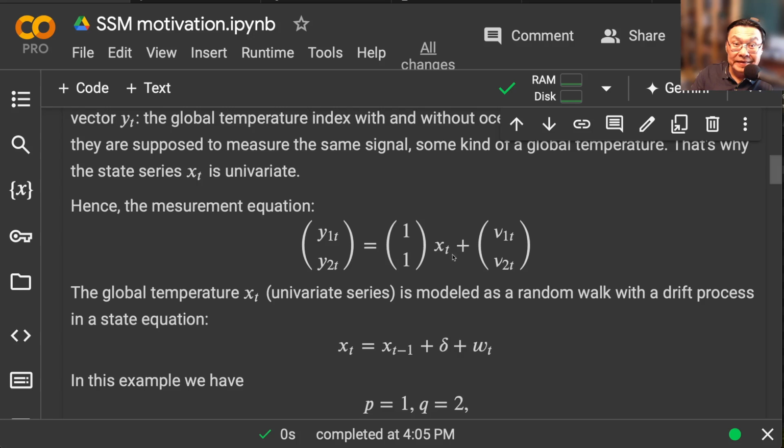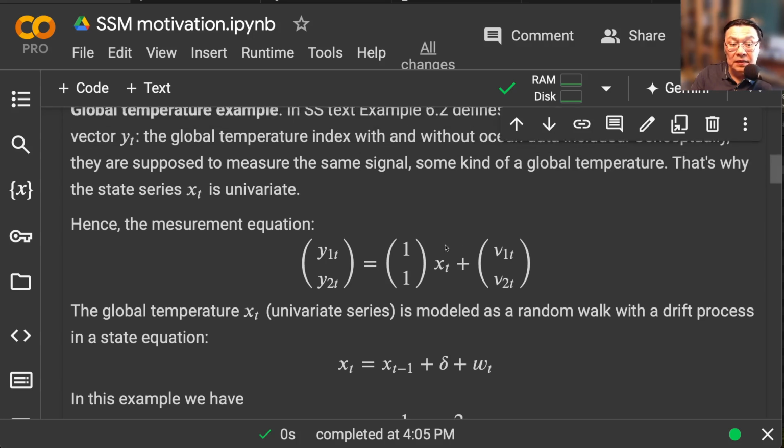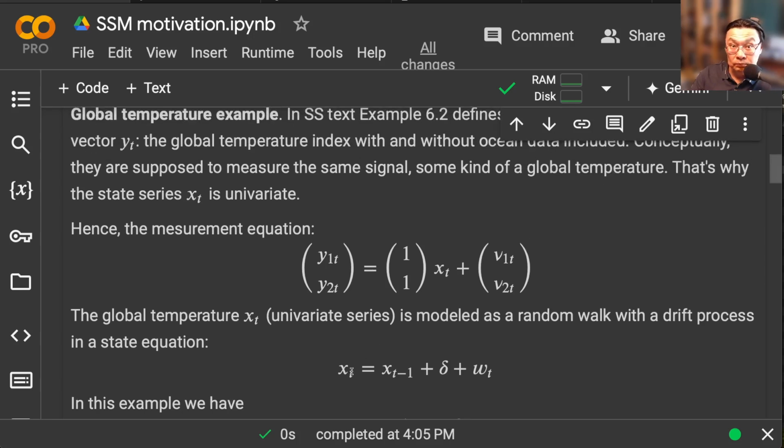Now the temperature itself, the state of it, we're going to posit that it is a random walk process with a drift. So you see my new temperature is my yesterday's temperature plus some drift and some temperature shock from whatever it is. And now we can try to estimate this model using a state space model.